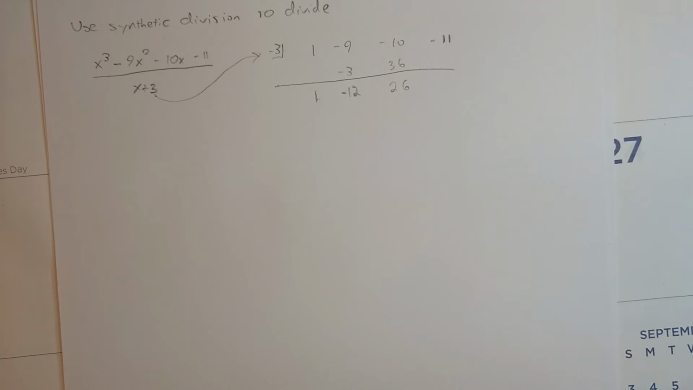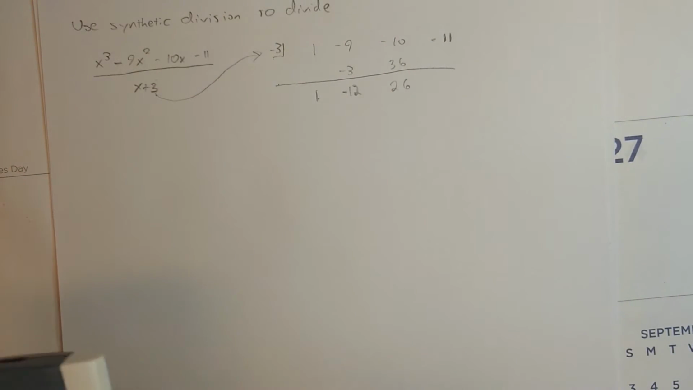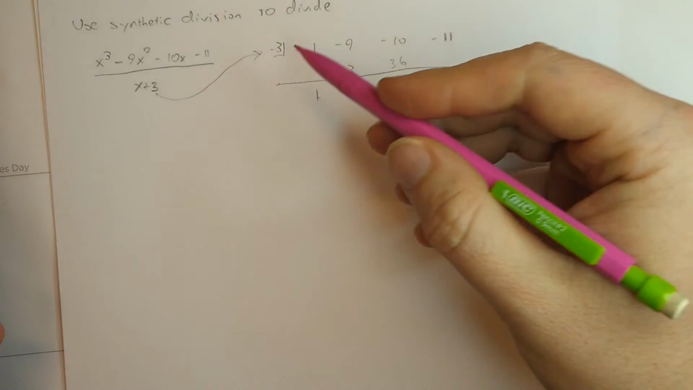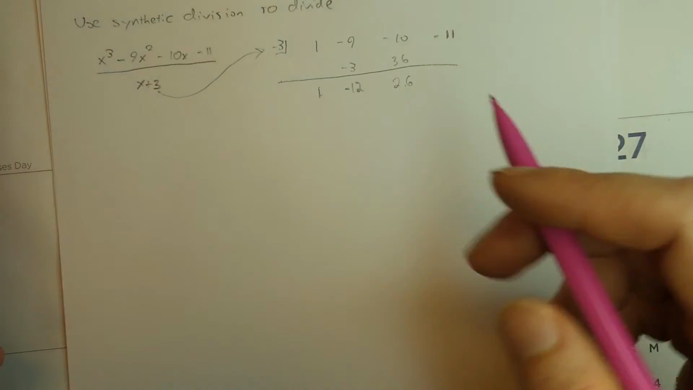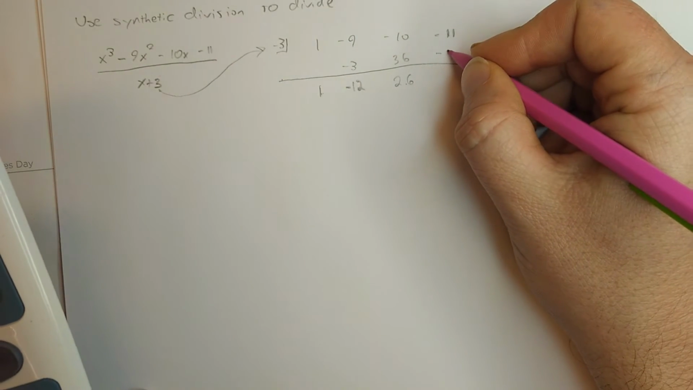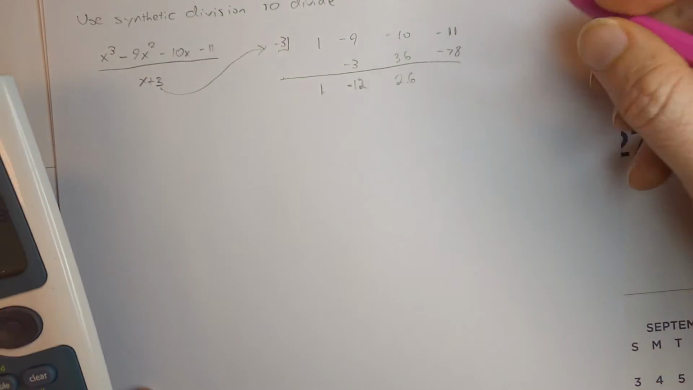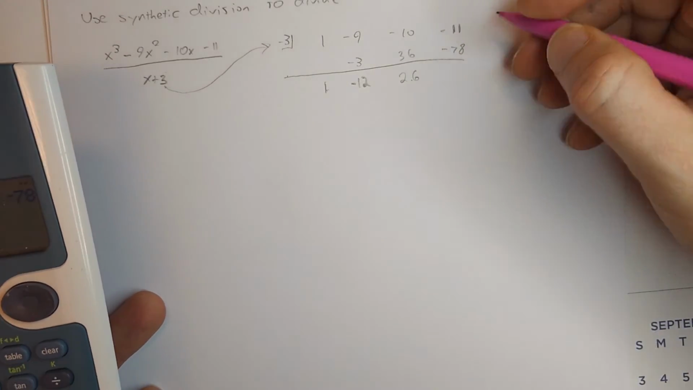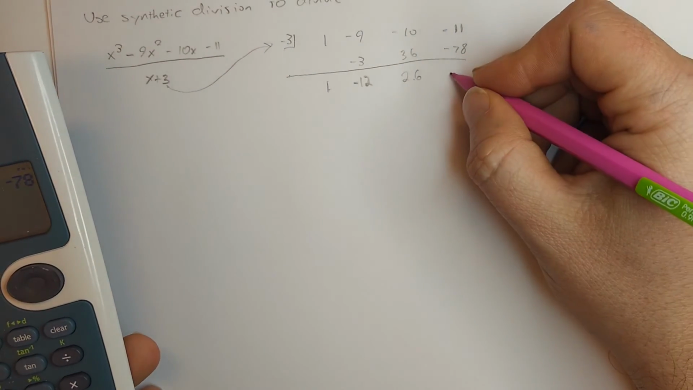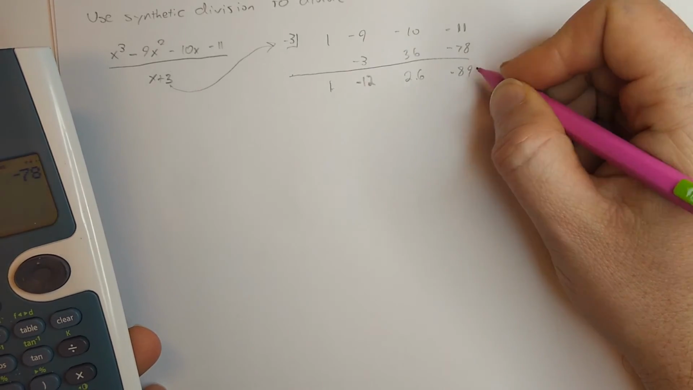Okay. Last step, again, we're just repeating what we've been doing. I'm going to take 26 times negative 3, and I get a negative 78. And then I add these last terms. Negative 11 minus 78 is negative 89.